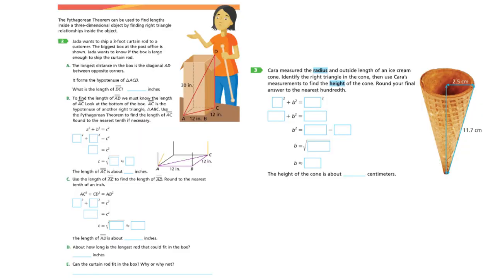So here are numbers 2 and 3. In the first part, they say the Pythagorean theorem, which is what we're looking at here, can be used to find lengths inside a three-dimensional object by finding right triangle relationships inside the object. You can kind of see in this picture what they're talking about a little bit, and as you go through this, you'll understand a little bit more.